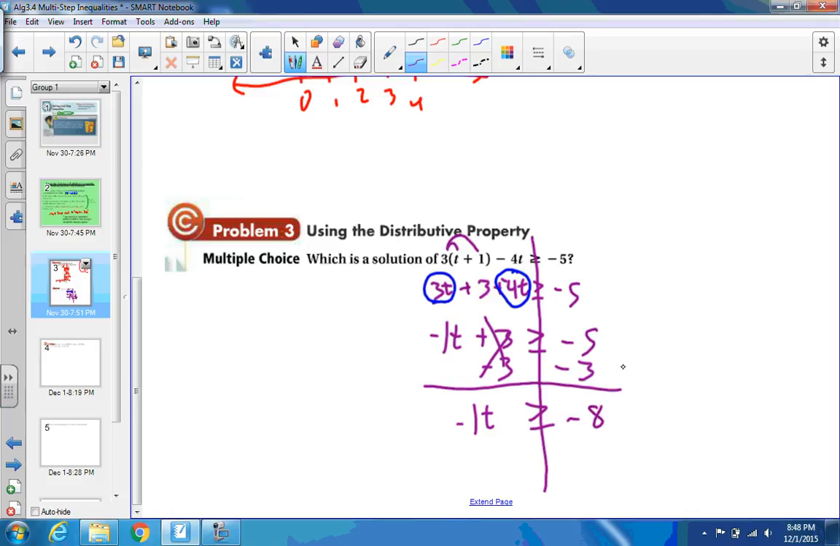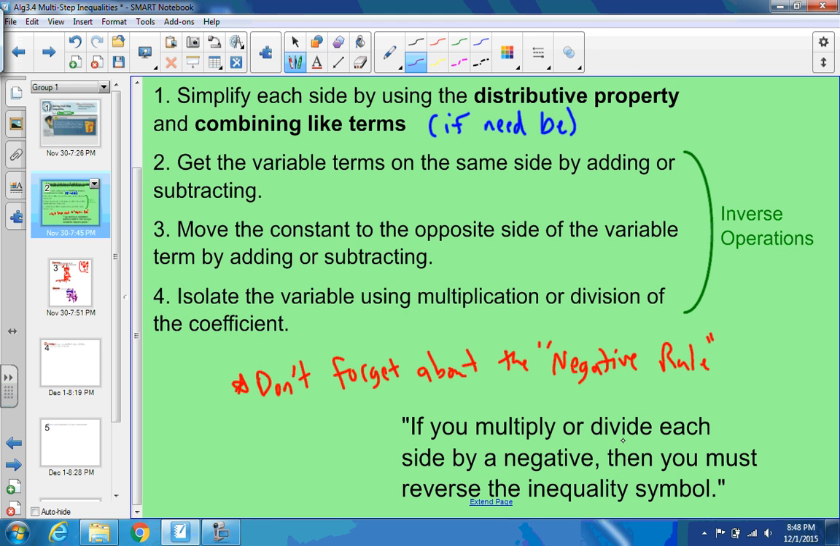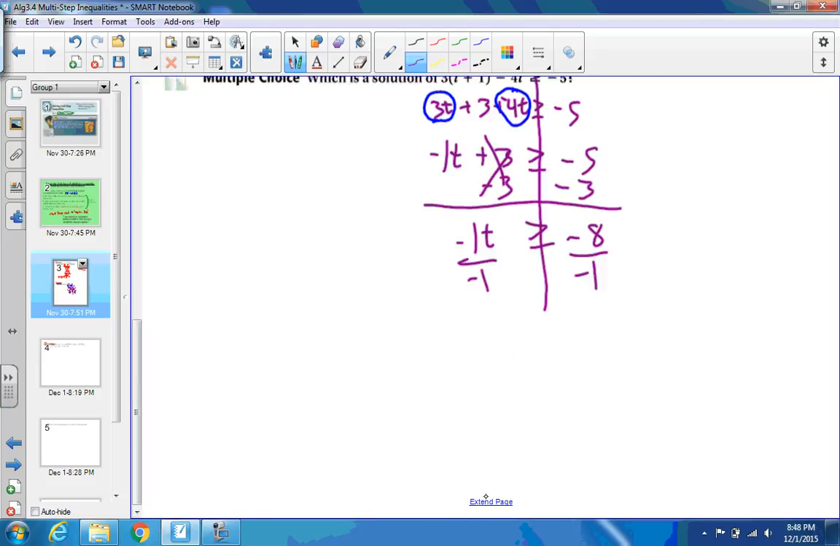And we have one more step to isolate t, and that would be to get rid of the number in front of the t by dividing by negative 1. Aha! Let's look back at our negative rule. If you multiply or divide each side by a negative, so that's what we're doing, we're dividing, then you must reverse the inequality symbol. So if we go back here, I'm going to reverse that symbol right away before I forget. These cancel out to get t by itself. And negative 8 divided by negative 1 is positive 8. 8 divided by 1. And that would be your inequality.